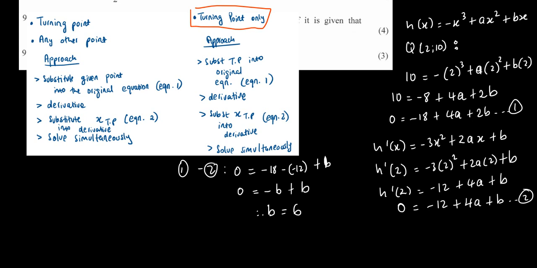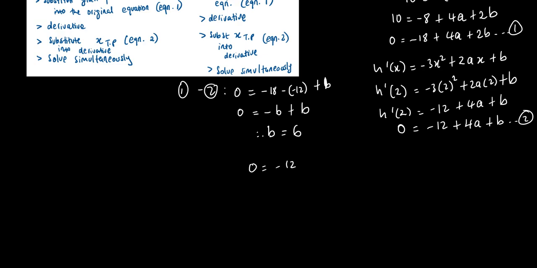So what do we get as a? To get a, I say 0 is equal to negative 12 plus 4a, plus 6 because now I know b. Negative 12 plus 6 is negative 6, so 6 is equal to 4a. You divide by 4 on both sides. If you put 6 over 4 in your calculator, the answer is 3 over 2. Then you have proved that a is 3 over 2.